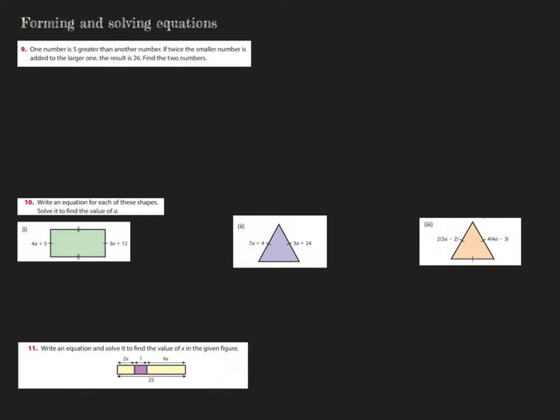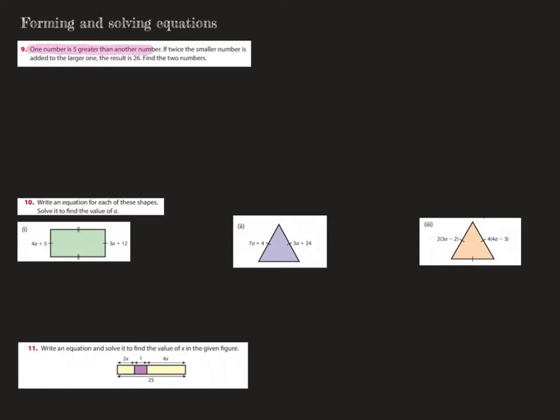We're going to start here by looking at forming and solving equations. Okay, so we'll start off by just reading what we have and seeing what we have to do. One number is 5 greater than another. If twice the smaller number is added to the larger one, the result is 26. Find the two numbers. So what we need to do there is have a look and see what we're dealing with, and we'll sort out this first bit here.